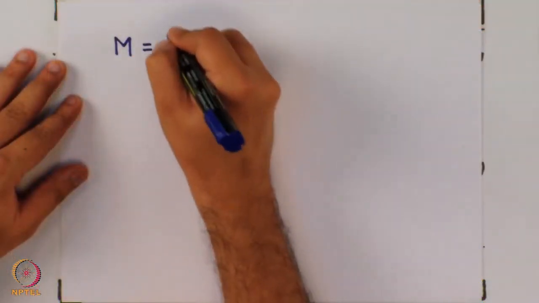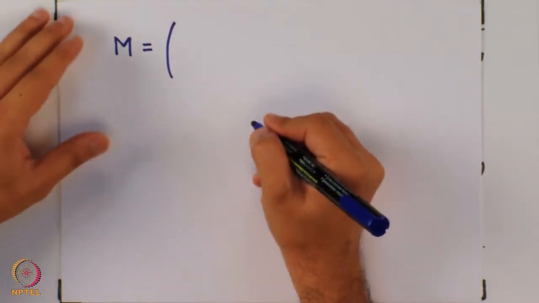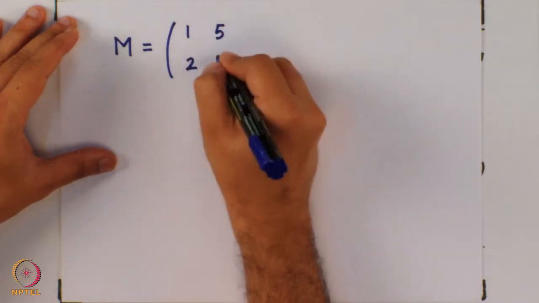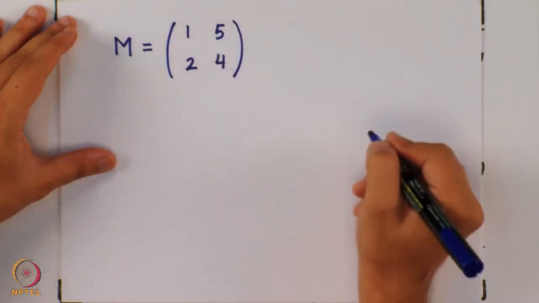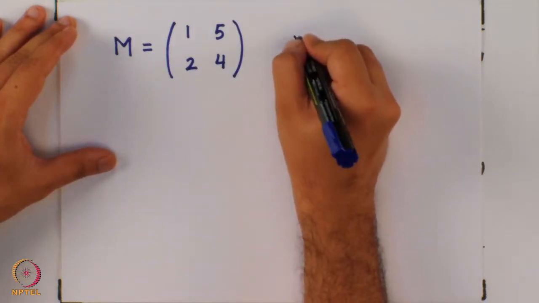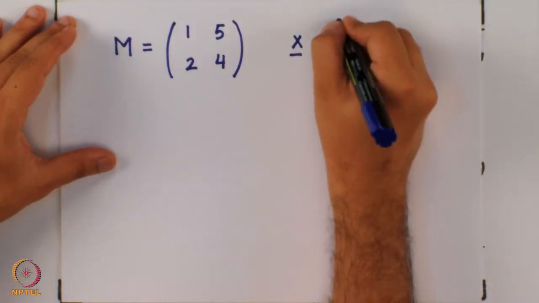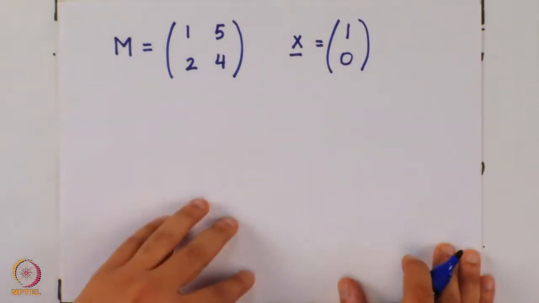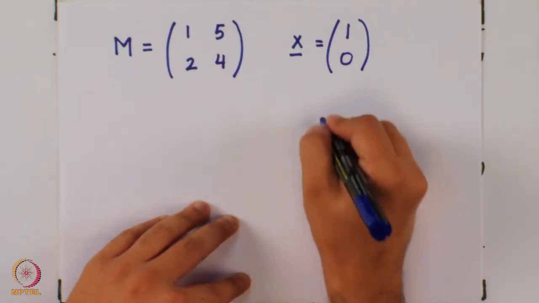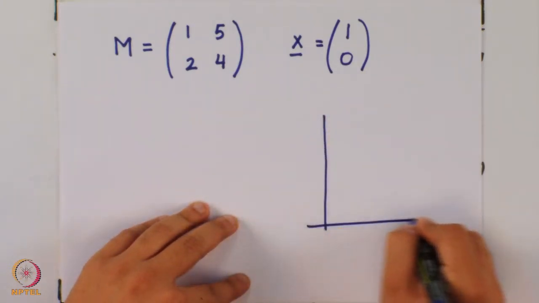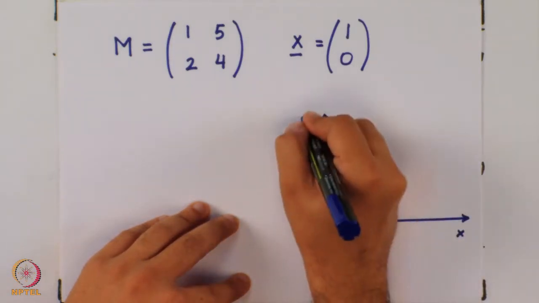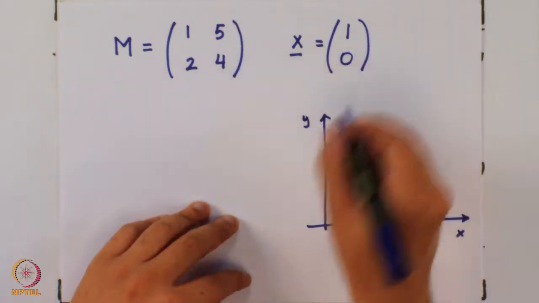So the matrix that we will take, let us call that M, and let us say the elements associated with that matrix are 1, 5, 2 and 4. And let's say that the vector x that we are talking about is simply 1, 0. So, the first thing that we want to note is where does this vector lie on the two dimensional plane? If this is x, if this is y, where does the 1, 0 vector lie?